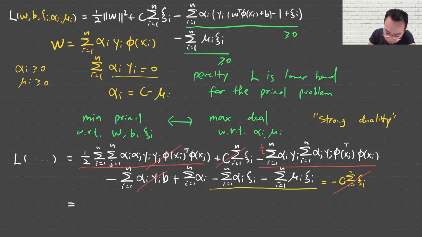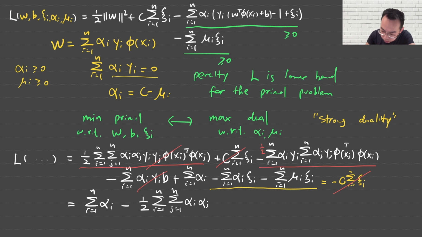So we'll have the summation I going from 1 to n of alpha I minus a half, let me just write out the double summation, alpha I alpha j yi yj and then phi xi transpose phi xj. Okay, this is a very neat formula. So see here that all the terms we're left with are the alphas, right? We don't even have the mu term left in it.